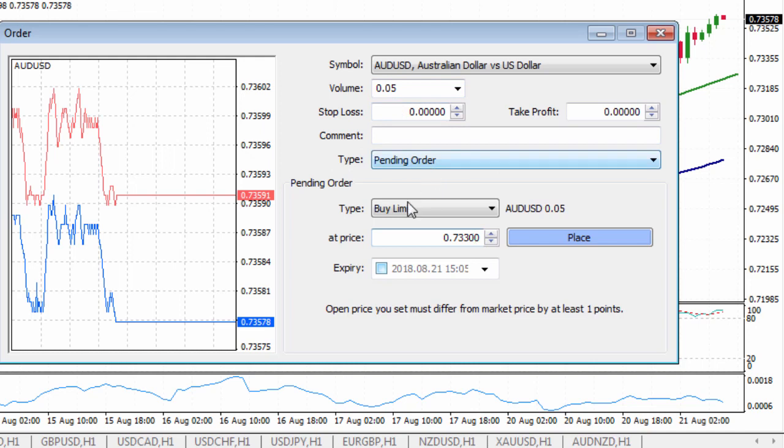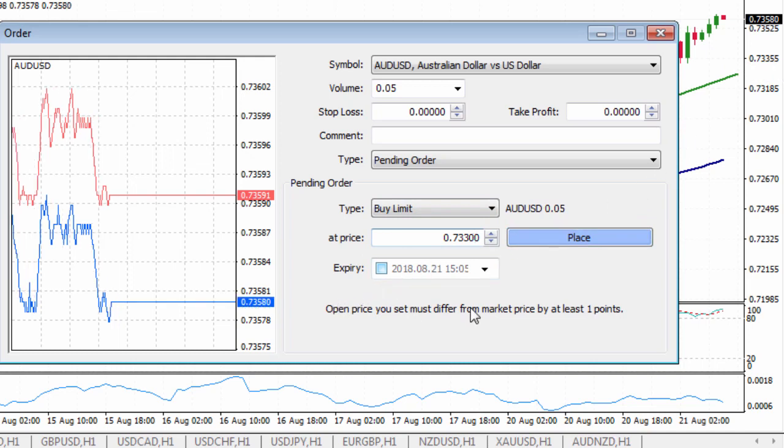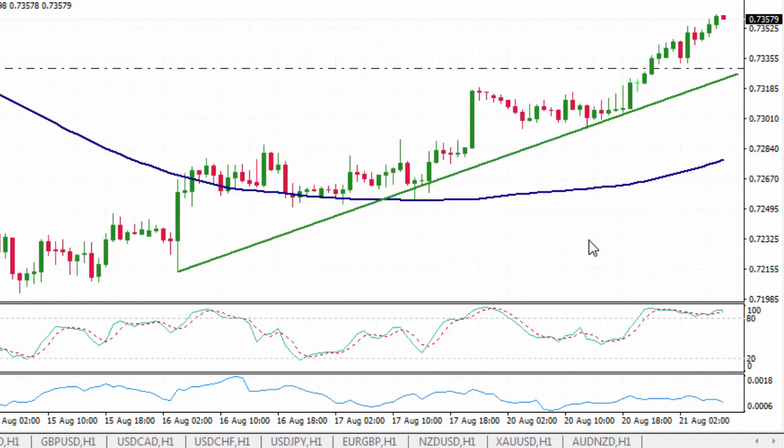So we're going to buy 0.05 and it's a pending order, it's a buy limit, and we've put our price in at 0.7330, so 30 pips below that price there. Everything's good. You can set an expiry date if you wanted to. We're not going to. We're just going to get set at that price if it does in fact fall down, and we'll click place. Now that'll appear on the chart just through here, as you can see.